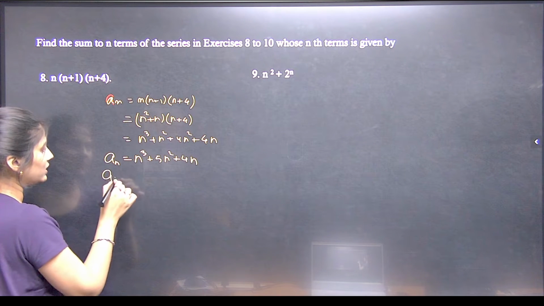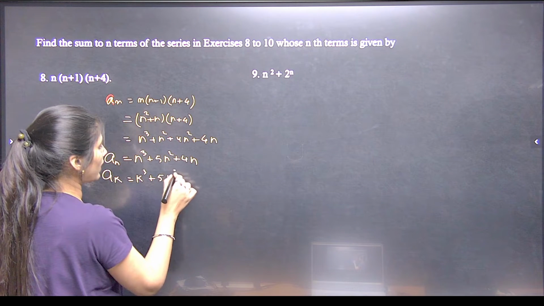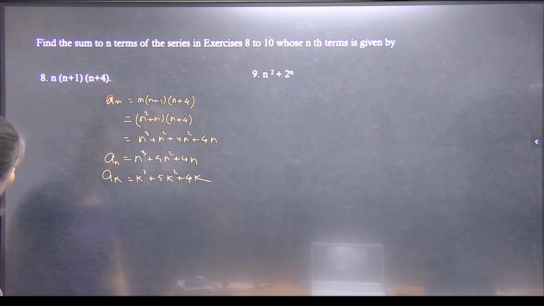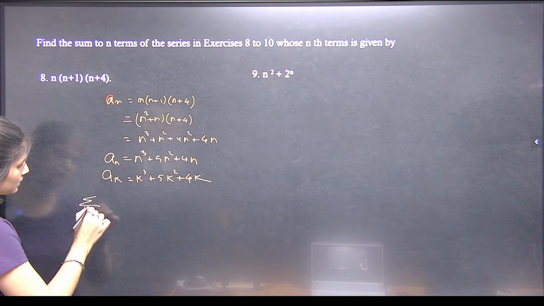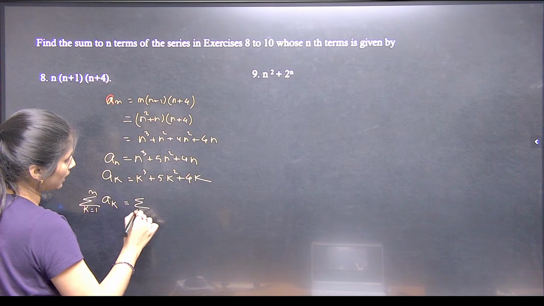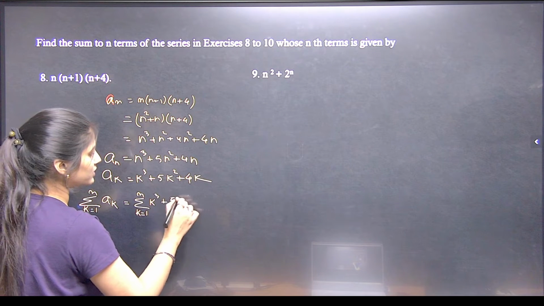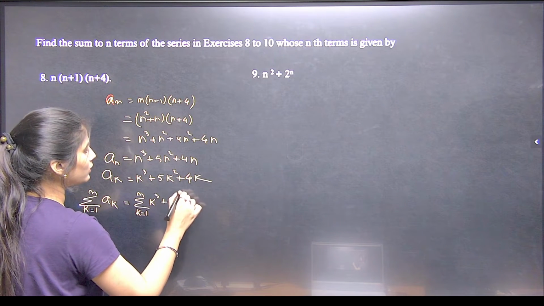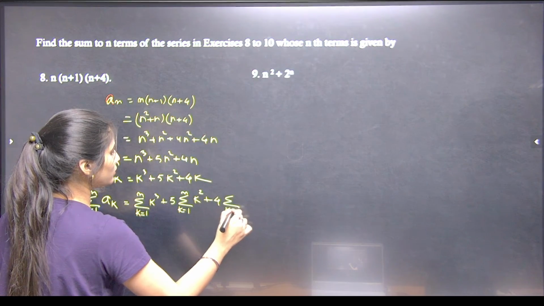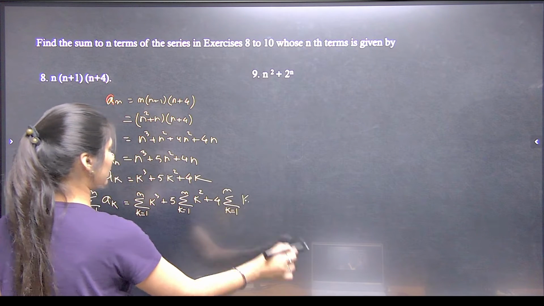Now if I want to find the kth term, it is k cube plus 5k square plus 4k. Okay, so now we need to find the sum. Summation k equal to 1 to n a_k is equal to summation k equal to 1 to n k cube plus 5 summation k equal to 1 to n k square plus 4 summation k equal to 1 to n k. Got it?